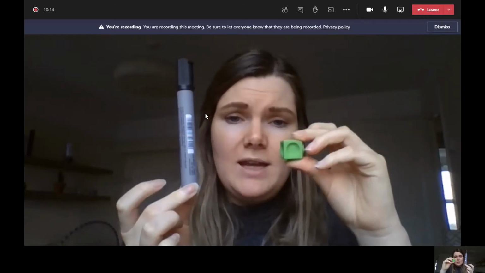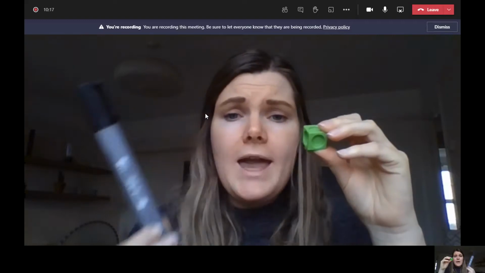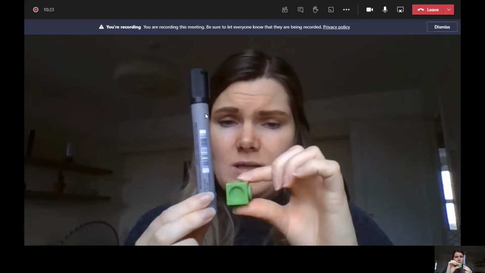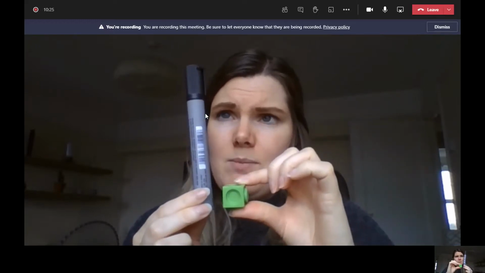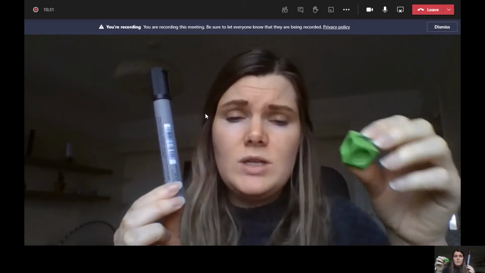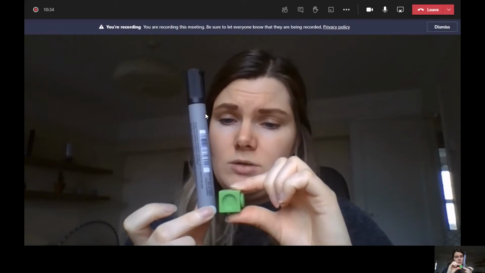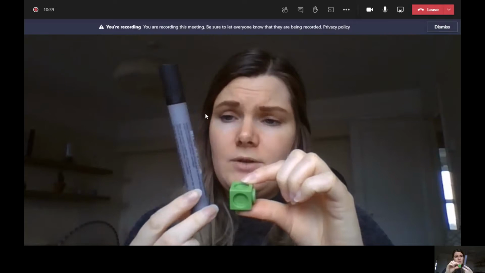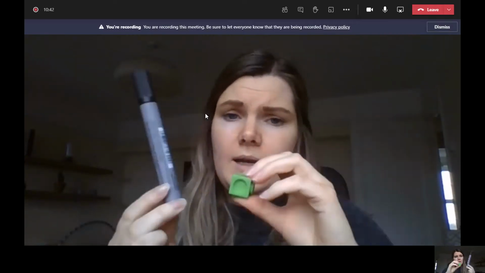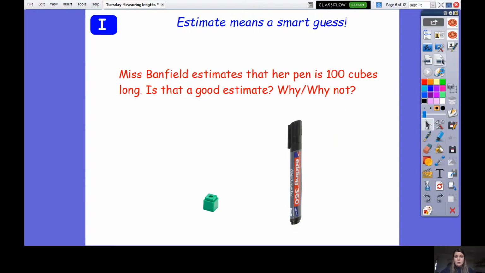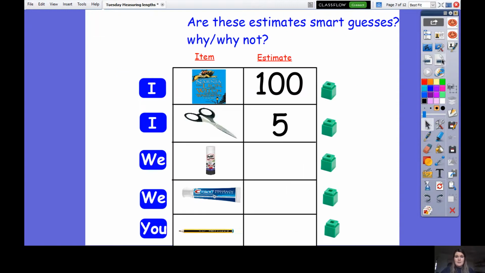Absolutely not. Well done. If I had guessed 100 cubes, that is way off how long this pen is actually going to be. A good estimate would be maybe about 7 or 9. Now remember, we're guessing. We don't actually know because we haven't measured. Miss Bamford's not measuring at all. She's looking at the cube, she's looking at the pen, and she's going, I think it could be 7 or possibly 9. That is making a good estimate. So we're going to make sure we're doing good estimates today. Remember, estimate means we're making a smart guess, a sensible guess.